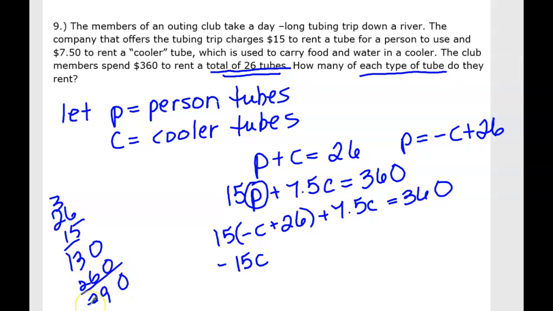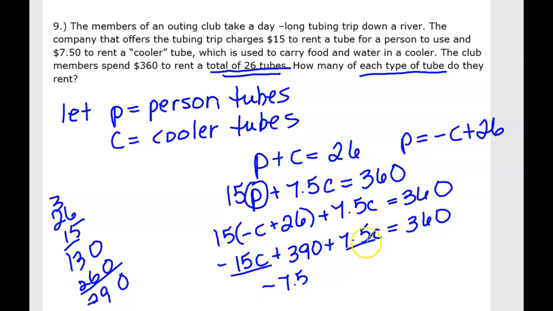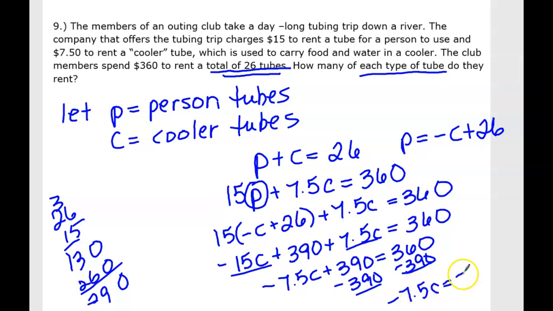26 times 15 is 390. Okay, so we got negative 15C plus 390 plus 7.5C is equal to 360. We're going to combine our like terms, and we get negative 7.5C, okay, plus 390 equals 360. I'll subtract my 390 from both sides. Negative 7.5C is equal to negative 30. Okay, so when I divide both sides by negative 7.5, we get C is equal to 4.